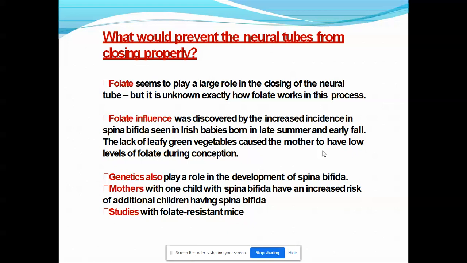So if there is a decrease in the iron content in the body, that can give rise to spina bifida and neural tube defect. Genetics also can play a role. Mothers with one child with spina bifida have an increased risk of additional children having spina bifida. So if one child has spina bifida, then the chances are higher that the second child may also have it. Okay. So folate, remember, there can be iron deficiency. If folate is less in the body, then it can give rise to spina bifida.